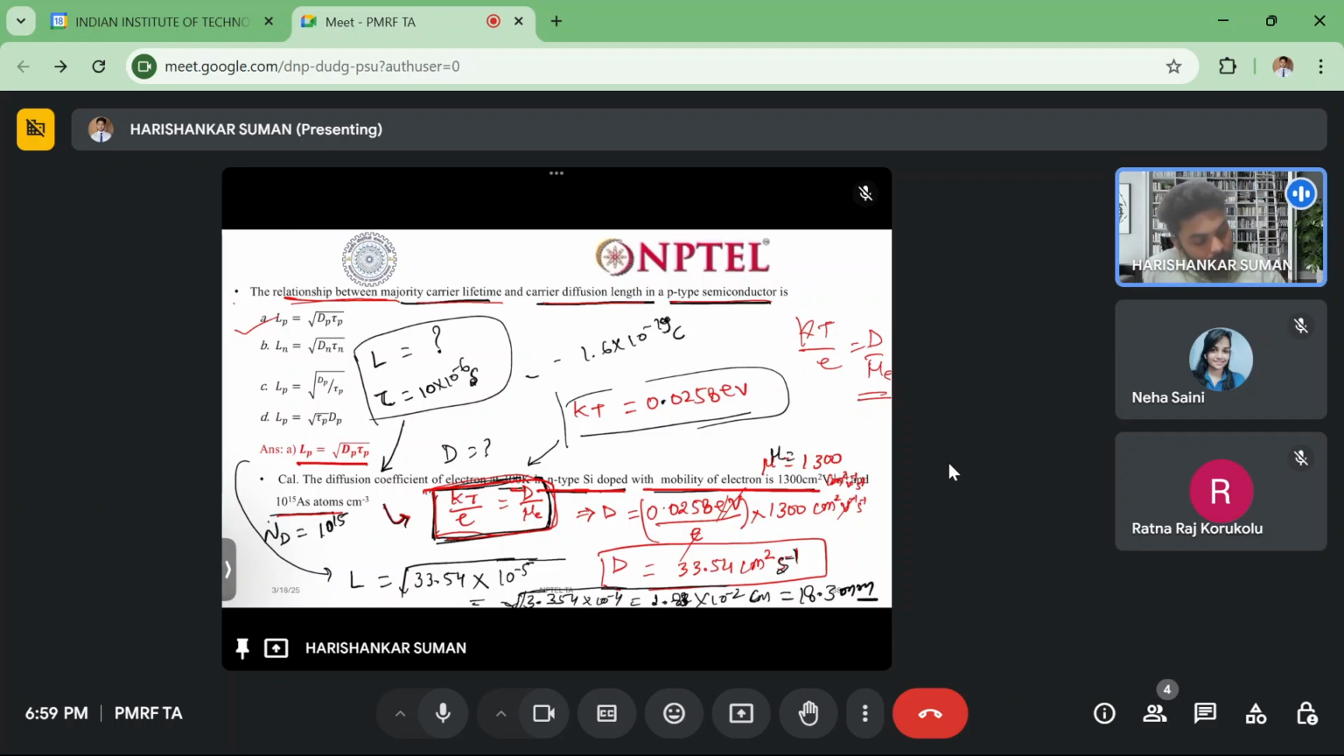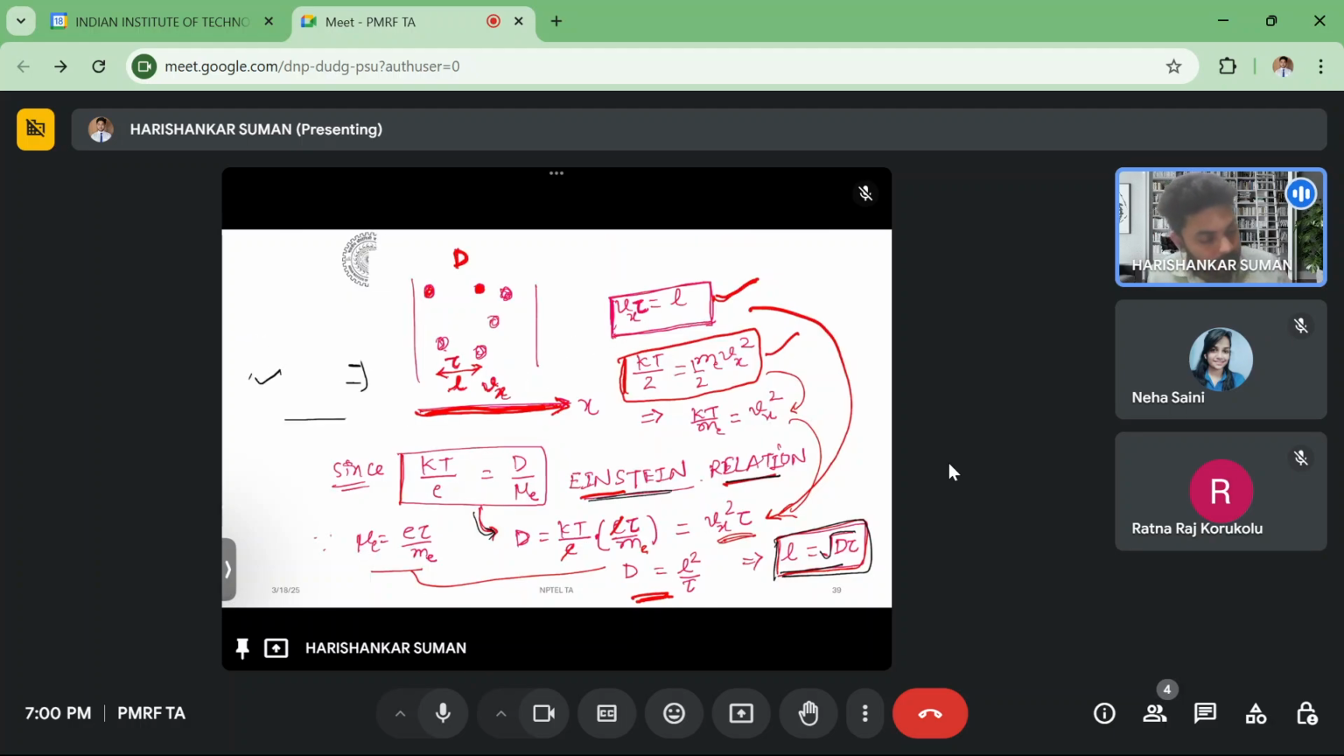kT by q times mu here gives the diffusion coefficient, which we can easily calculate. If you want to calculate the diffusion length, use this relation for p-type or n-type, replacing p by n or n by p. So remember the formula, what its significance is, and how we can use it, and then you can easily get the answer. This is the derivation explanation.